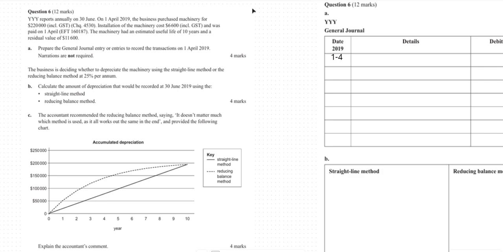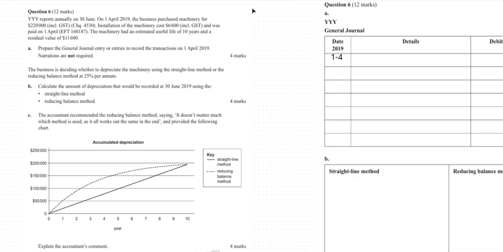The essence of this question is a comparison of our two methods of depreciation that feature in the VCE course, namely straight line versus reducing balance. 12 marks on offer for this question, divided into 3 equal parts, 4 marks for A, B and C, respectively.